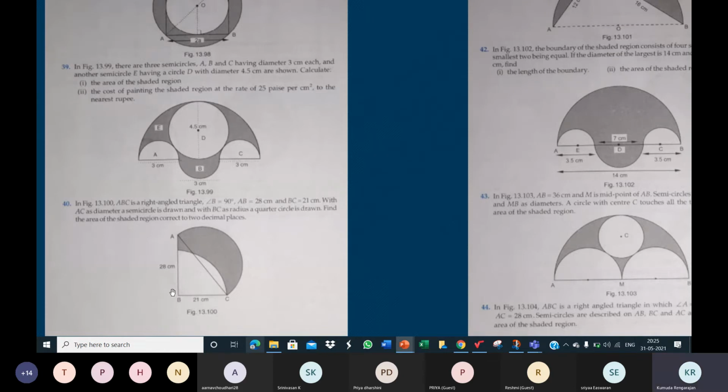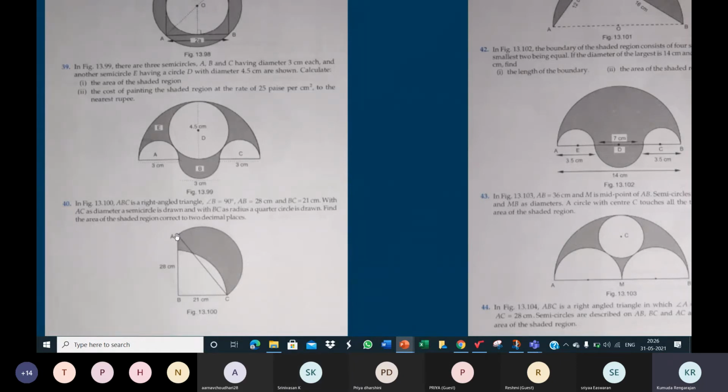Like area of something plus area of something minus area of something. Area of triangle plus area of semicircle minus area of quadrant. What does the area of the triangle and the area of the semicircle give you? The whole figure. Area of whole figure, ma'am. Yeah, the area of the entire figure.